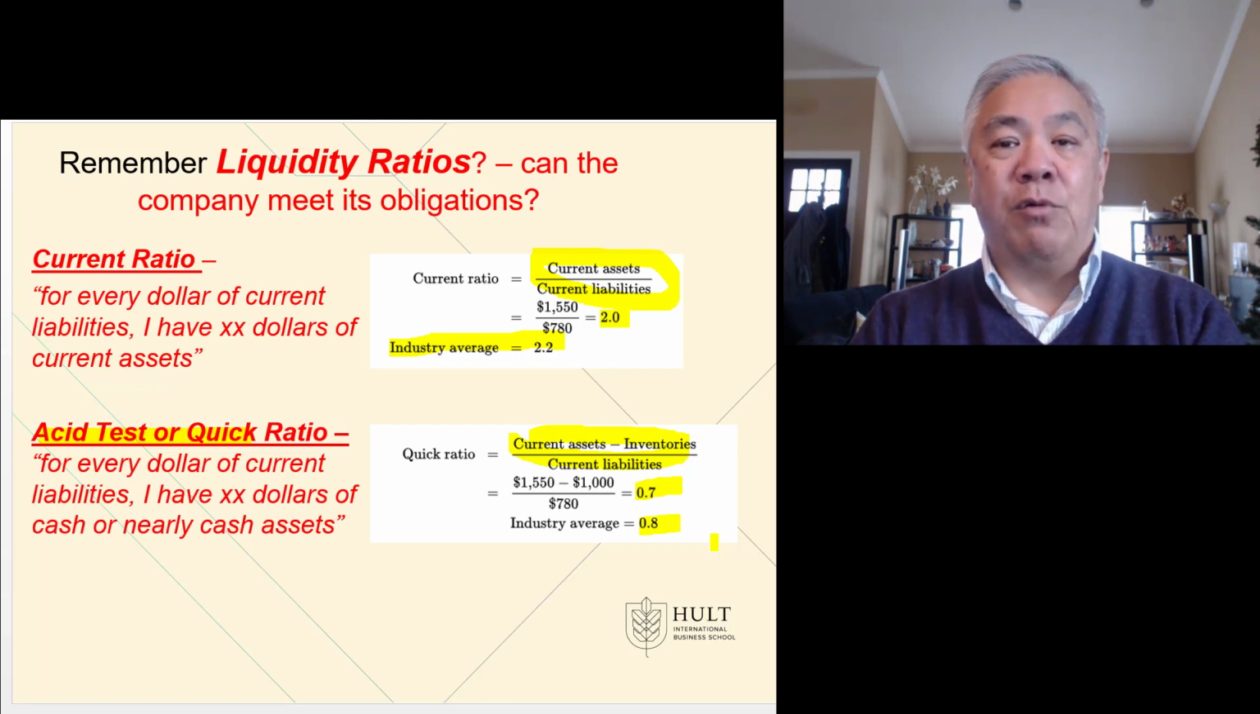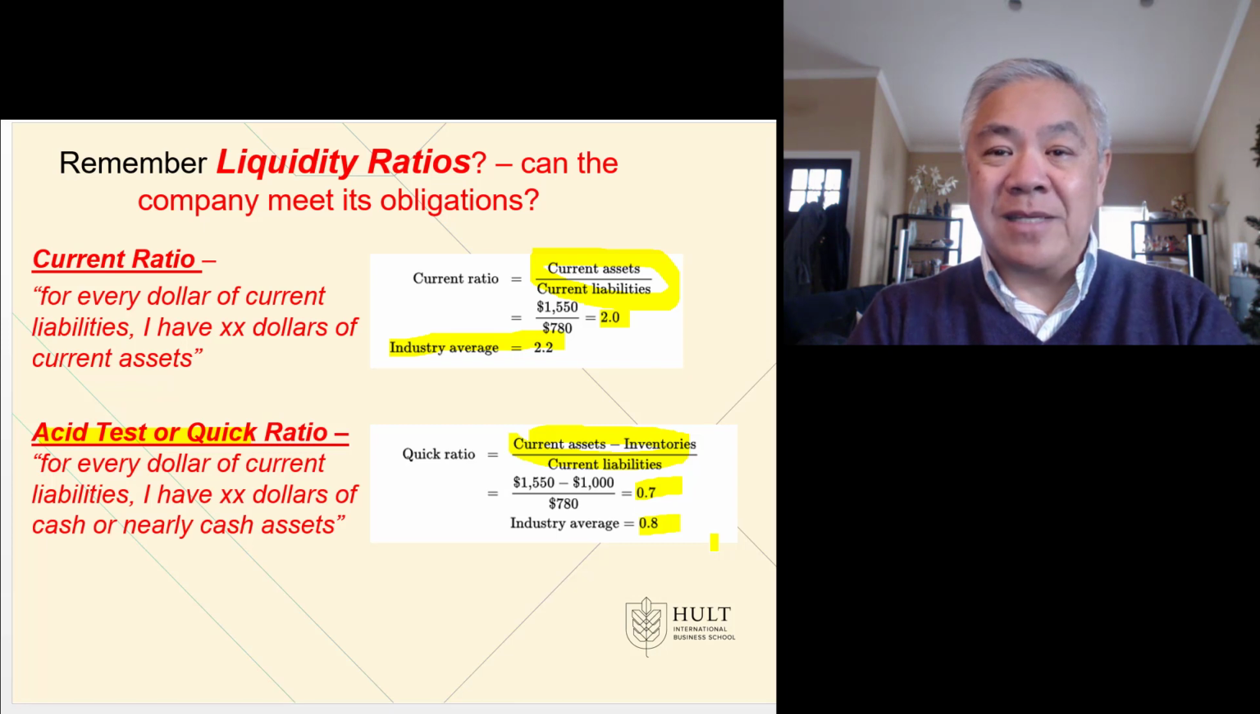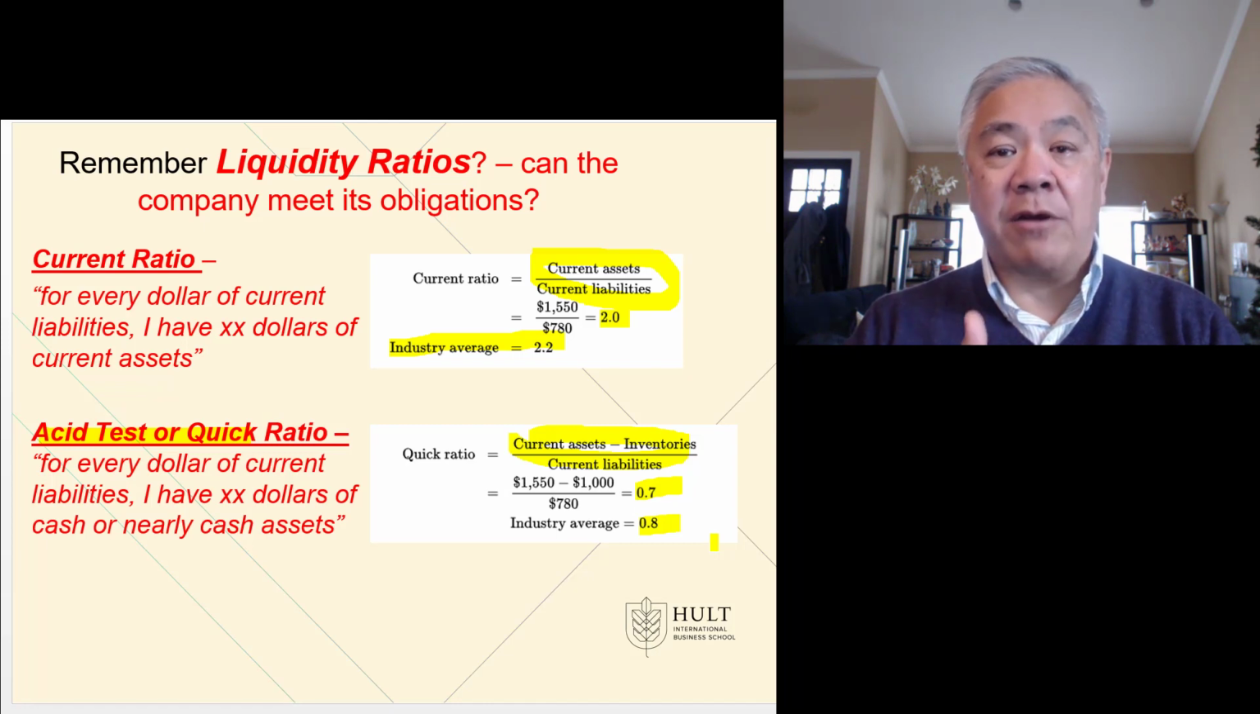Same caveat, if it's below 1, then you could look at other practices to make your determination if there's a problem or not. Here, the industry doesn't function very smoothly either. It's at 0.8. And again, microdrive is worse, is lower, and we want this number higher, right? The higher, the more assets you have, the better.